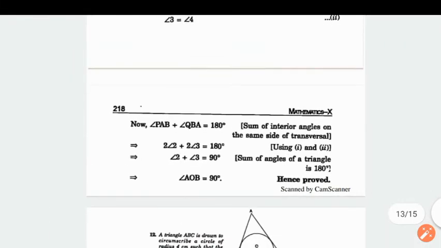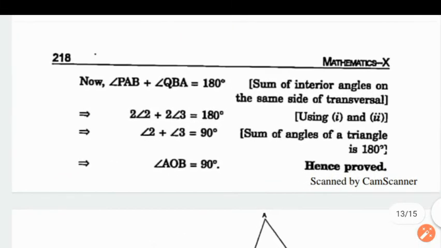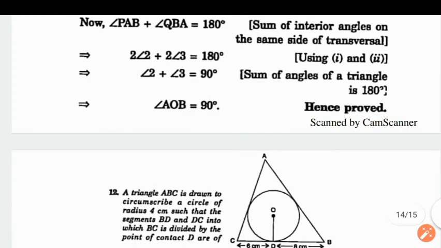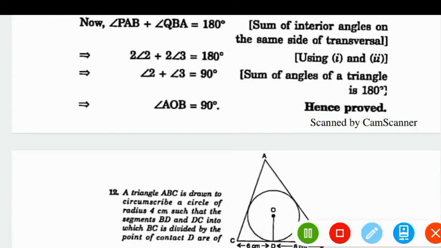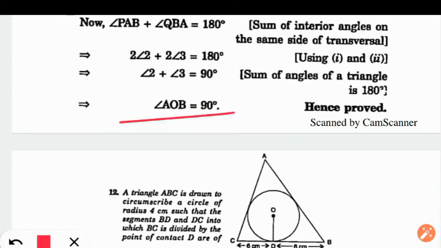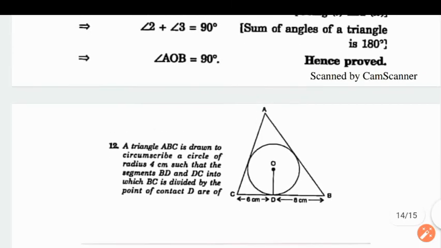So see what we have. Angle 2 plus angle 3 is 90 degrees. That is why we can say angle AOB is equal to 90 degrees. Hence proved. Now let's do the last sum.